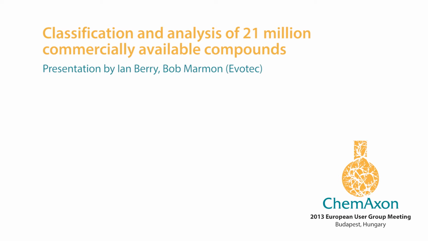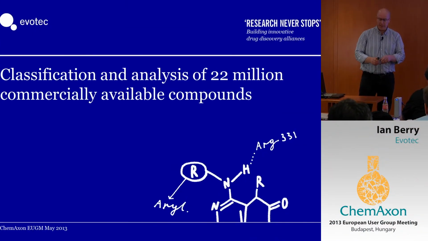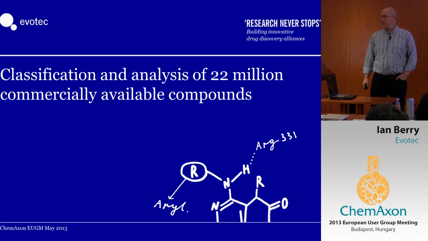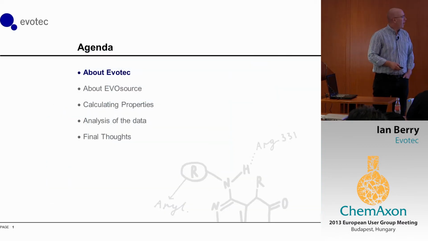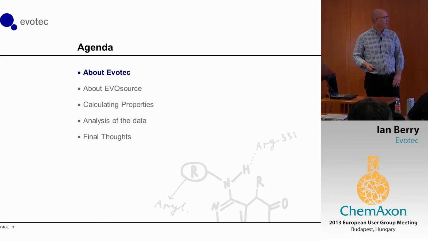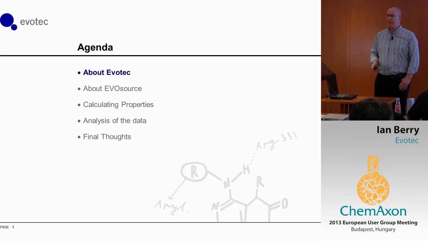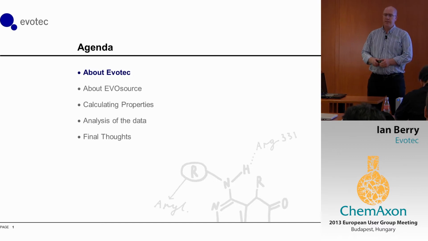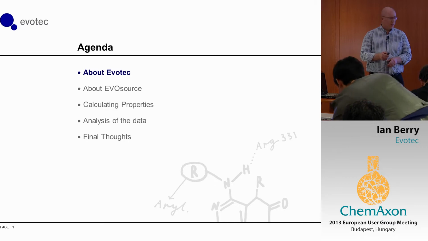Commercially available compounds. So what we want to talk about today is some work we've done on our compound database that we have for commercially available compounds. The agenda is we're going to talk a bit about Evotec because we have to, and then we'll talk about Evosource, which is our compound database, and then we'll talk about how we've been calculating lots of properties against that, and then what we've been doing to analyze that and seeing how that's useful to us going forward.